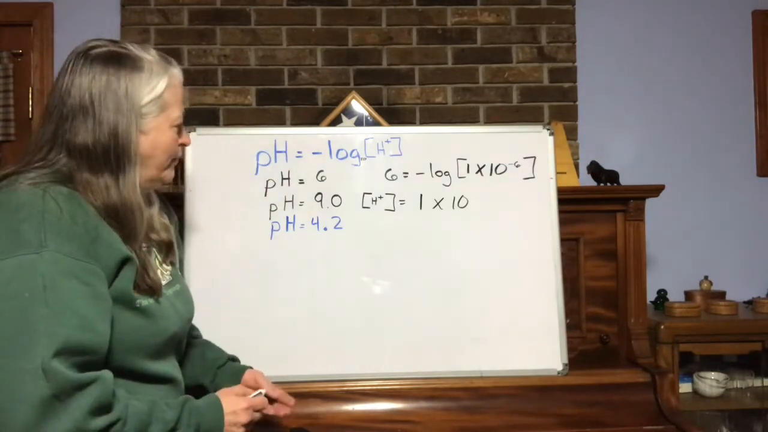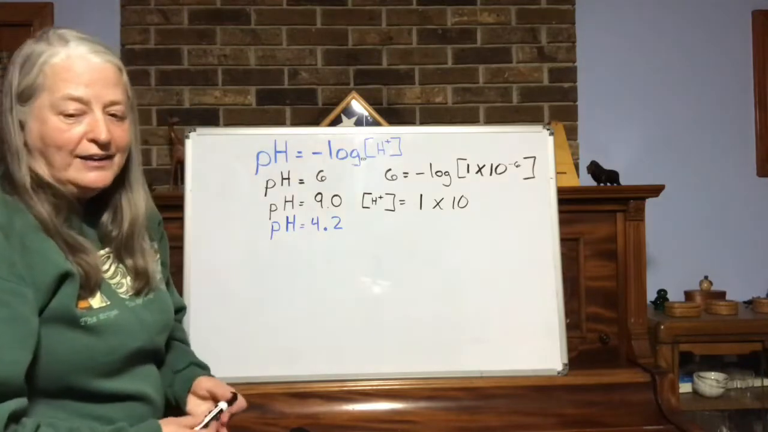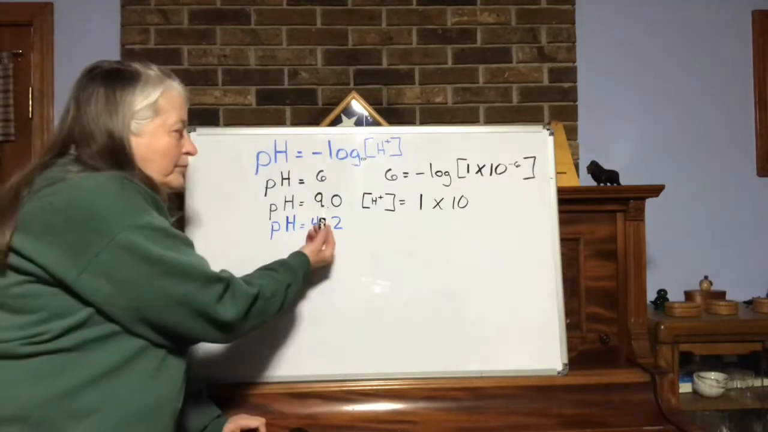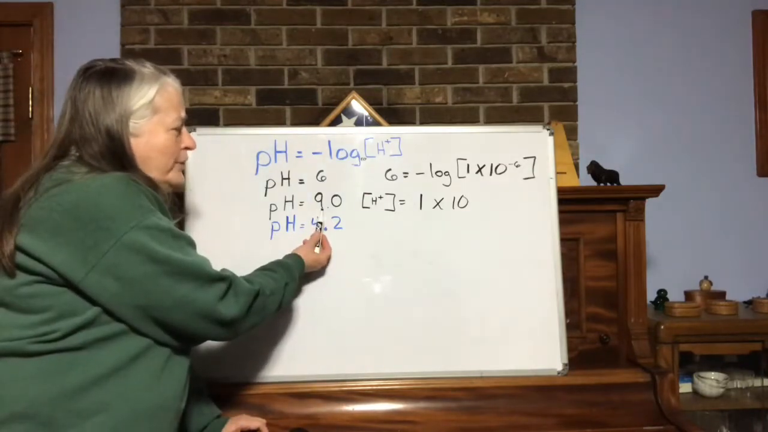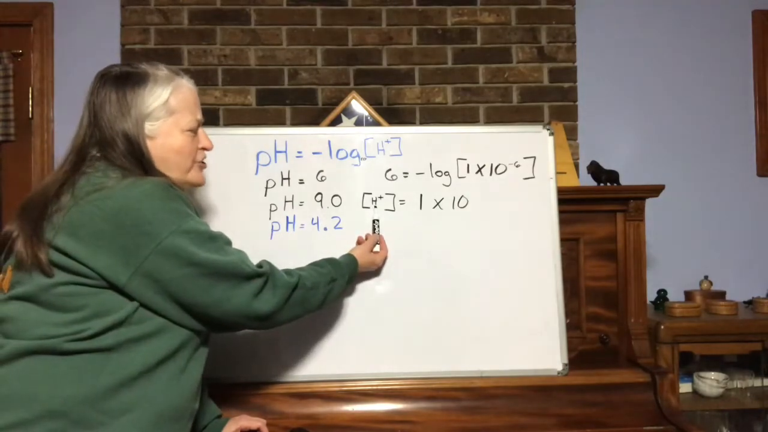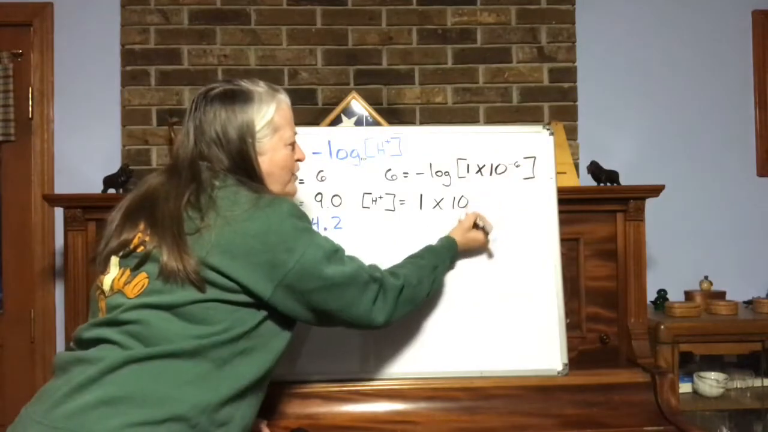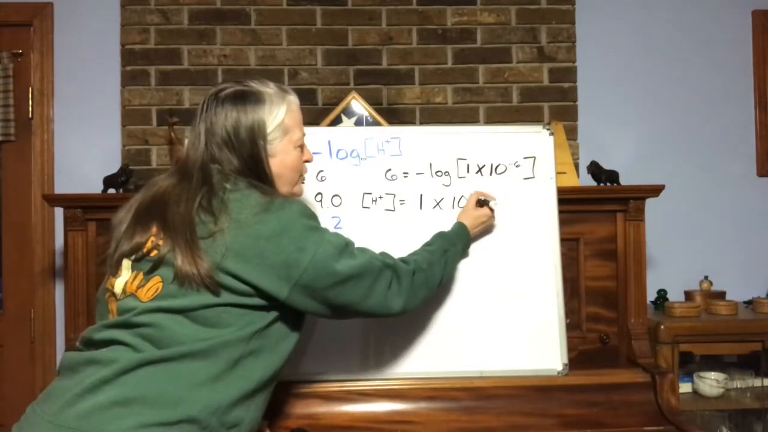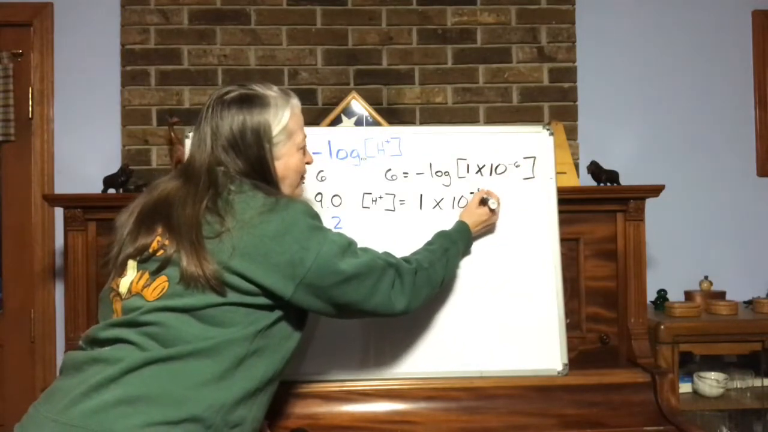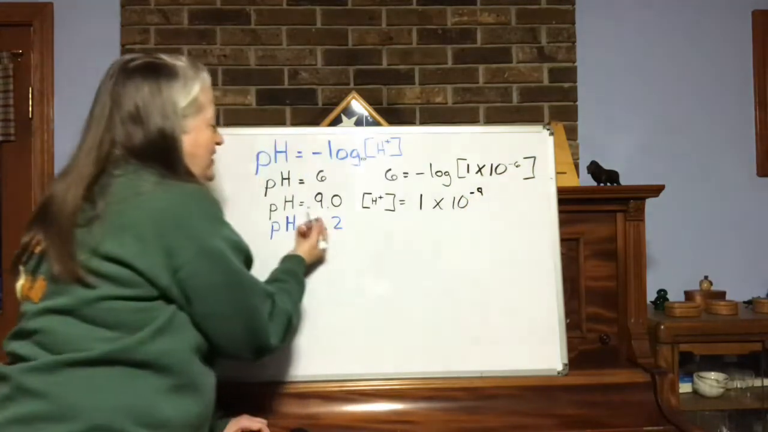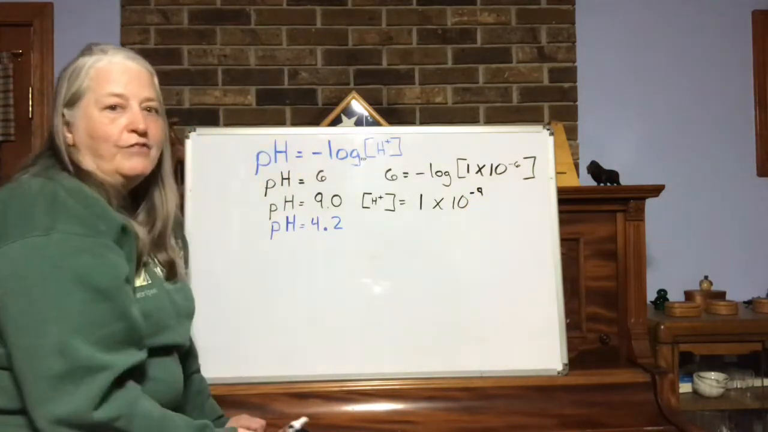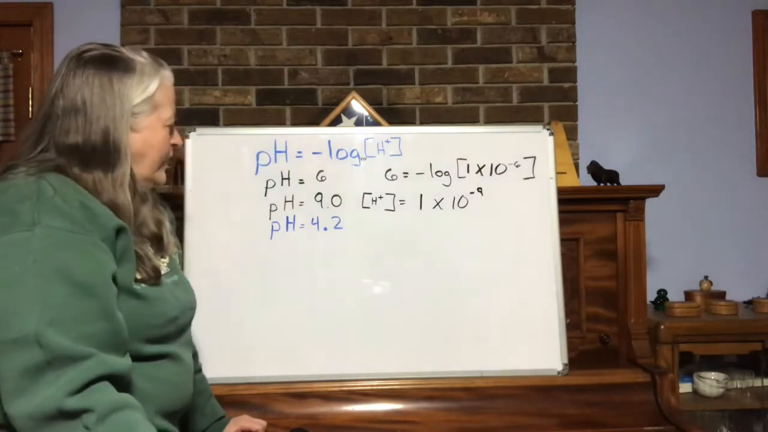In the next one, we have the pH equal to 9. Again, this is a whole number, so all I have to do to find the concentration of hydrogen ions is put the scientific notation 1 times 10 to and write the negative 9. Just the negative value of the pH.